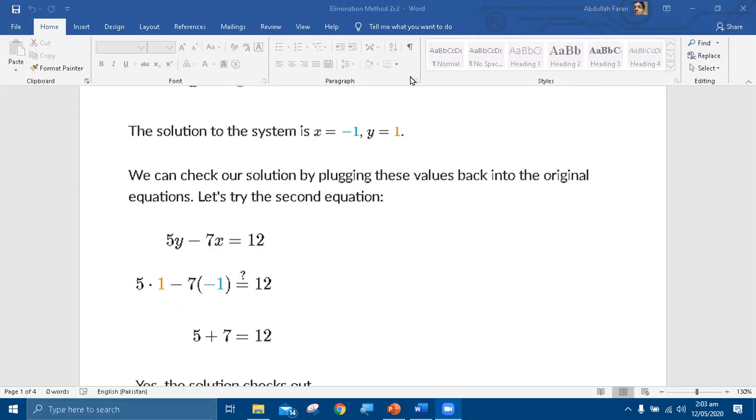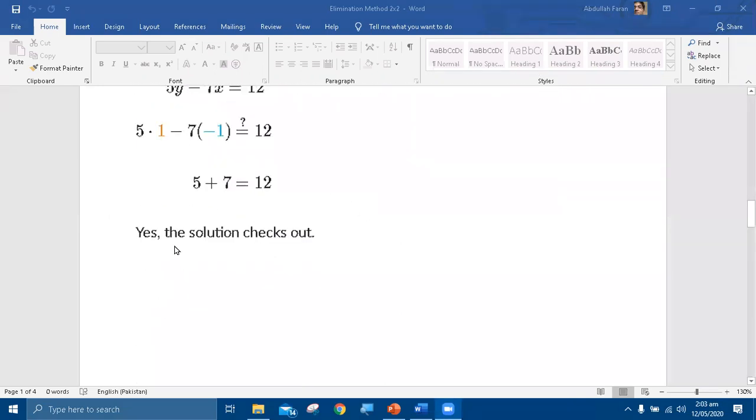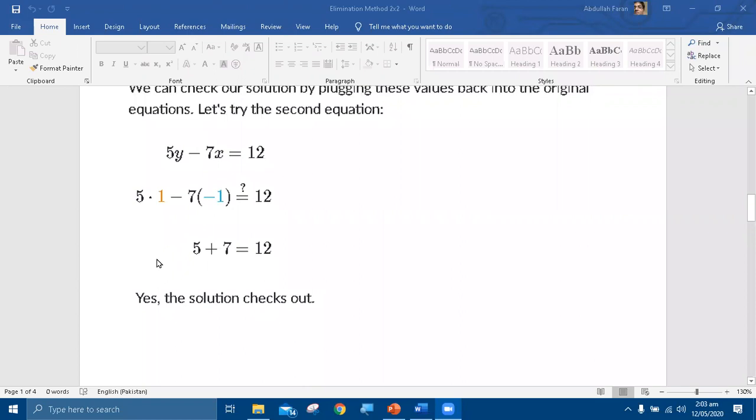Equals 12, question mark. The question mark is telling me, is it really equal to 12, because I don't know. So 5 times 1 is 5. Minus 7 times minus 1 is plus 7. 5 plus 7 is 12. This equation is balanced. What this tells us is the values that we have calculated, x equals minus 1 and y equals 1, are correct. The solution checks out. So this is basically the elimination process, where you add the two equations, or you can also subtract the two equations just to remove a variable.